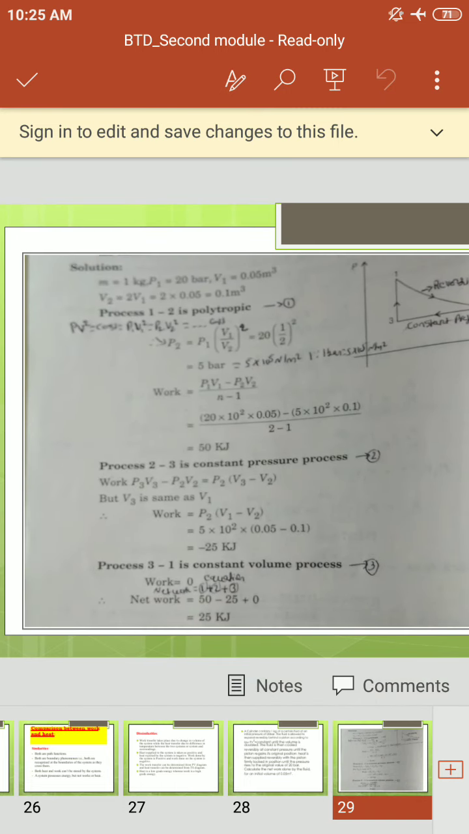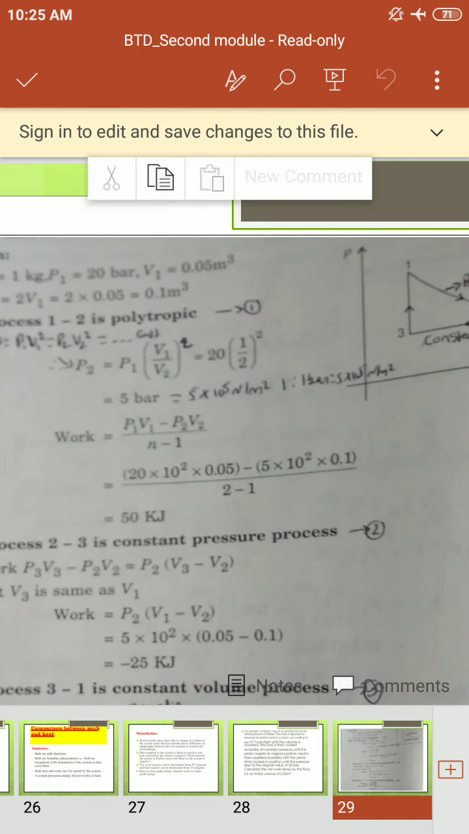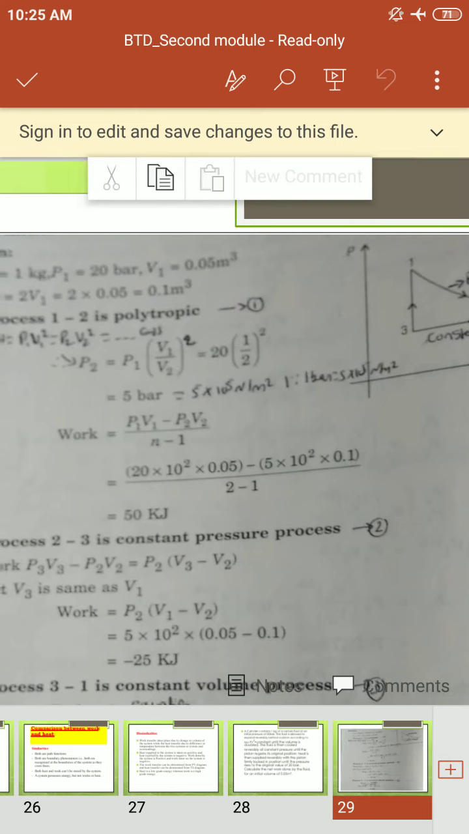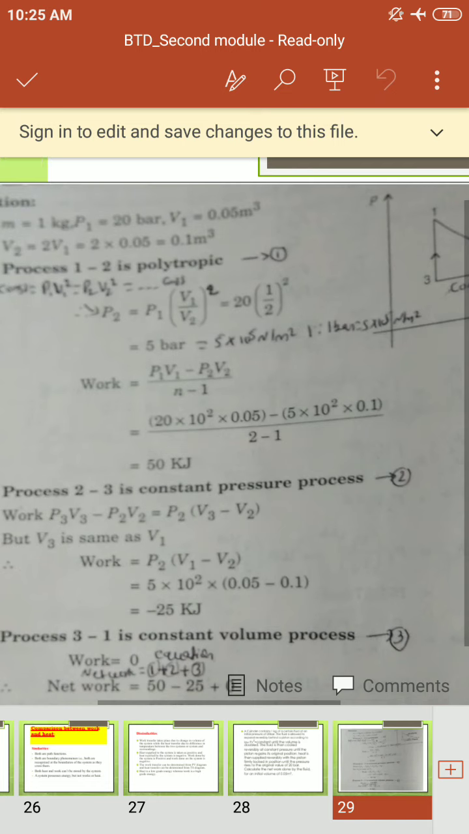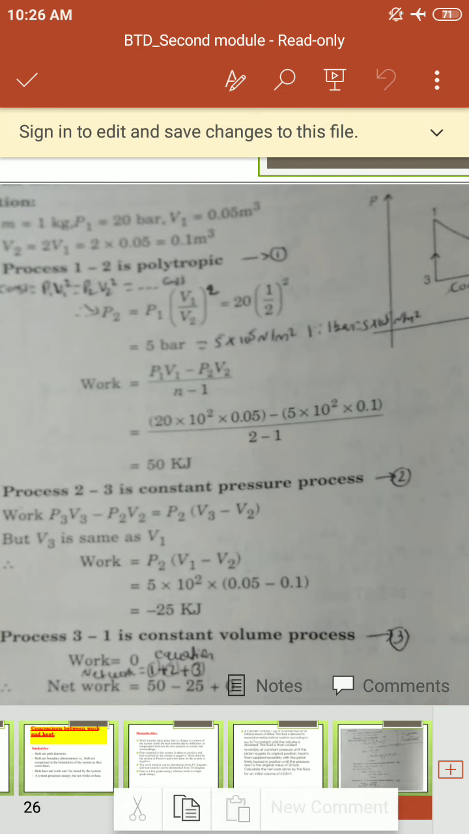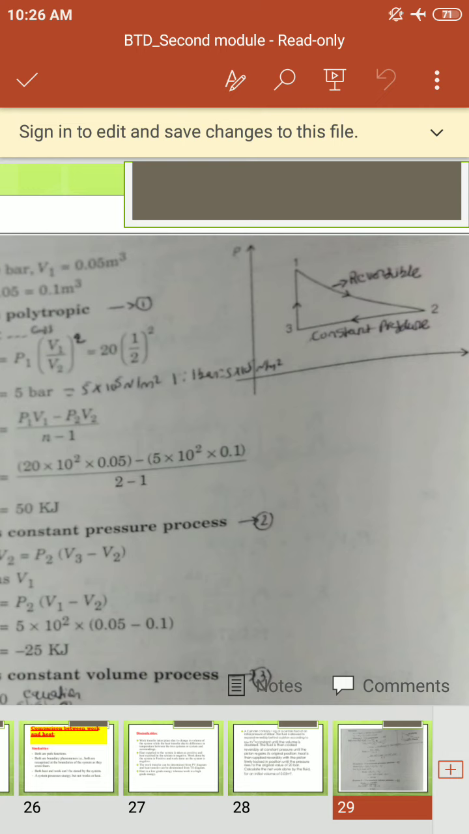Next, you move to 2 to 3. Check what the 2 to 3 process is. Find the work done. 2 to 3 is a constant pressure process. What is the work done in a constant pressure process? Work done is equal to P2 into (V3 minus V2). Work done in constant pressure is P dV, pressure times change in volume, that is P3 minus P2 into V3 minus V2.